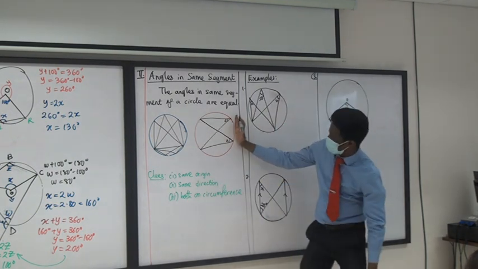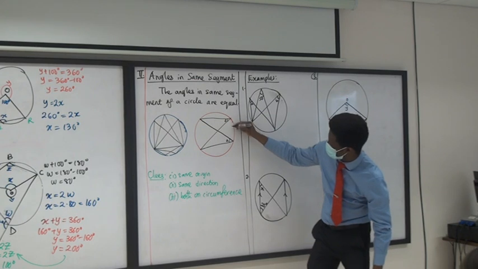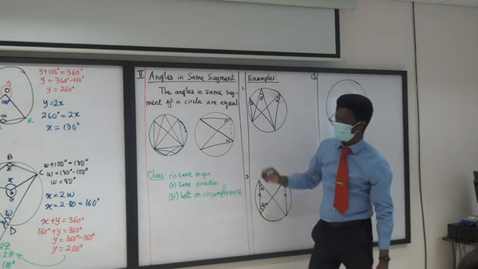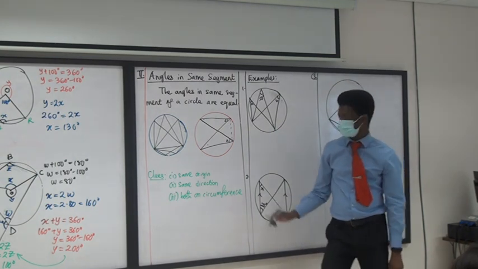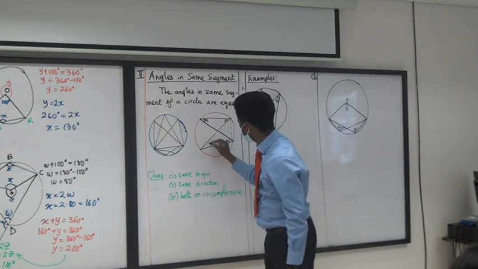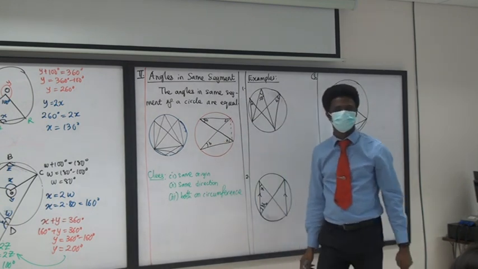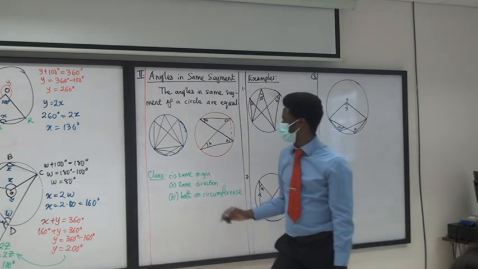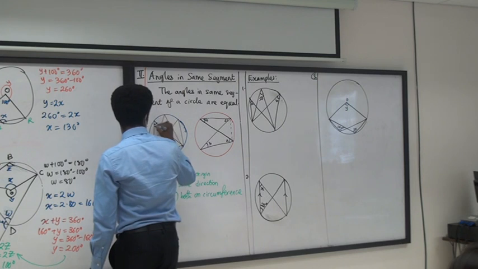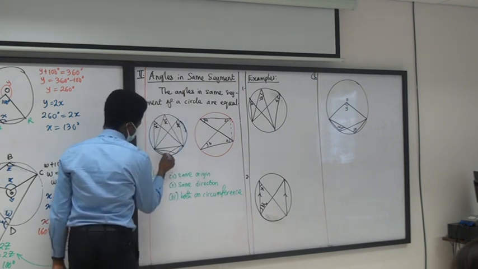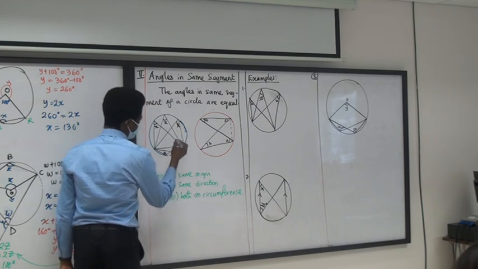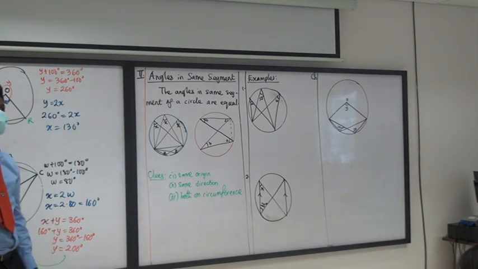If the segment is here, if this is the segment this time, then we are talking about these two angles are equal as well. So if this is B, then this will also be B. If this is X, all this must be X. If this is Y, the second is also Y. They are equal because they are angles in the same segment. That's what the theorem says.